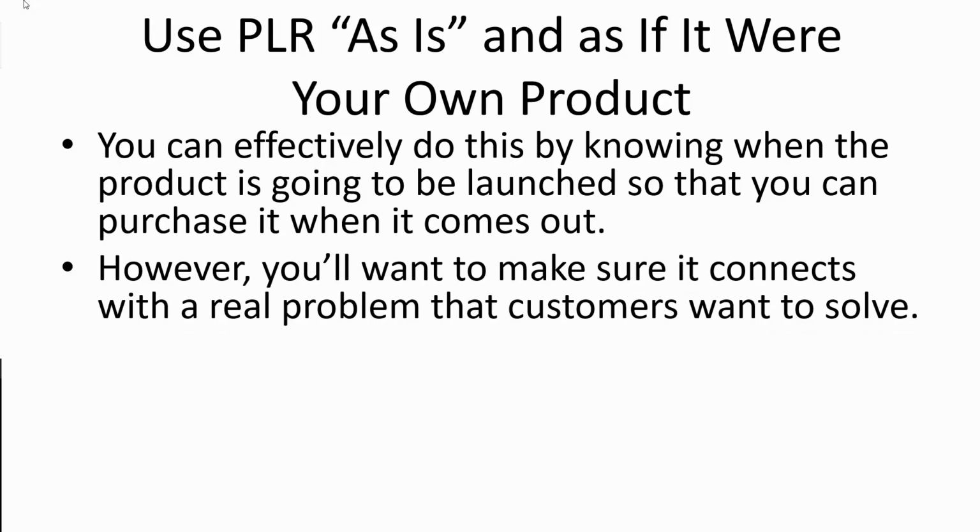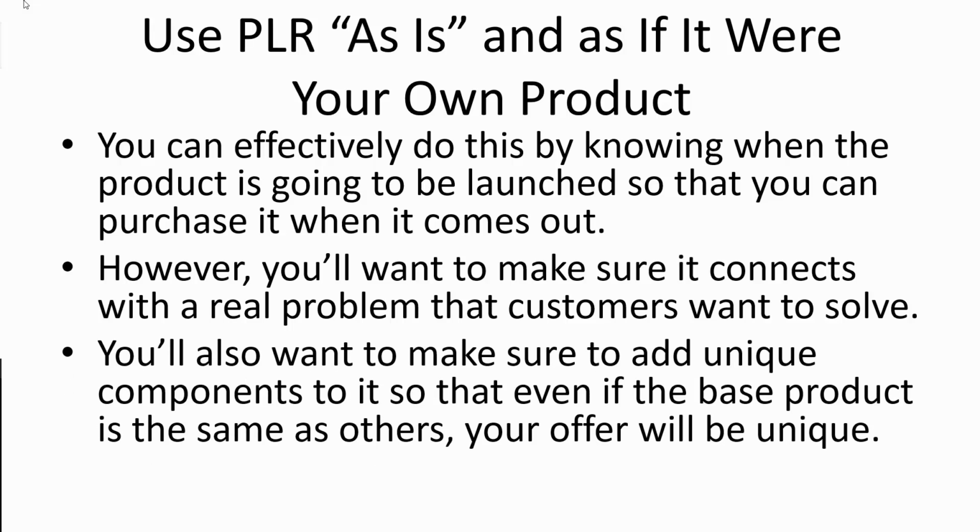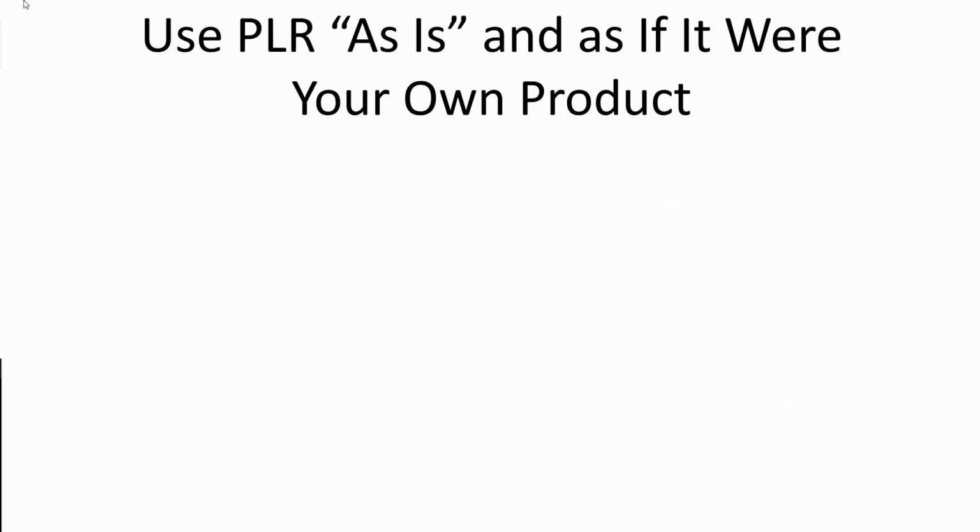Now, obviously, you're going to want to make sure it connects your customers to a real problem that they're having or one that they want to solve. And when you do that, you're tailoring the PLR product to meet a particular need, or angling it or slanting it so that it's talking about something that they really do have an interest in. And to do that, you're going to want to make sure that you're adding very unique components so that even if the base product all by itself is going to be the same as others are selling, your offer is still going to be unique because you're adding those unique components, and you are pushing it toward a particular problem that you know they're having.